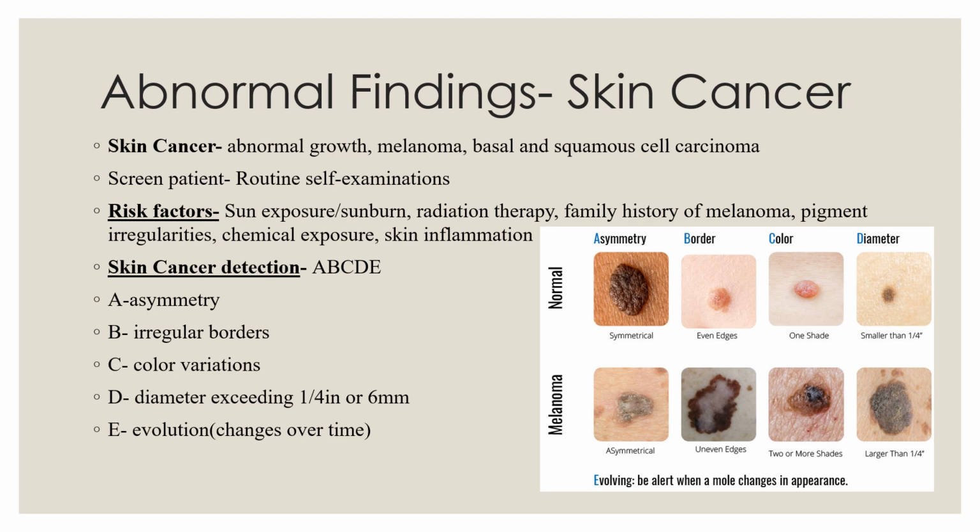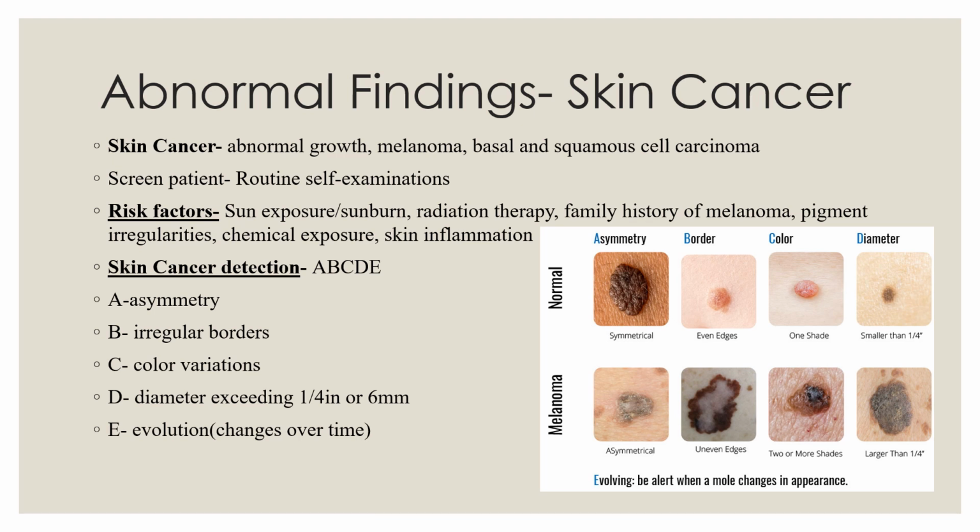Another skin diagnosis we'll be talking about is skin cancer. And skin cancer is basically abnormal growth of cells, such as a melanoma, basal or squamous cell carcinoma. We screen patients. We encourage them to do routine self-examinations, especially in places that they may experience excessive sun exposure or sunburns. Maybe if they've had radiation, those areas are susceptible to skin cancer. If there's a family history of melanoma or any pigment irregularities, we might encourage them to do even further screening.